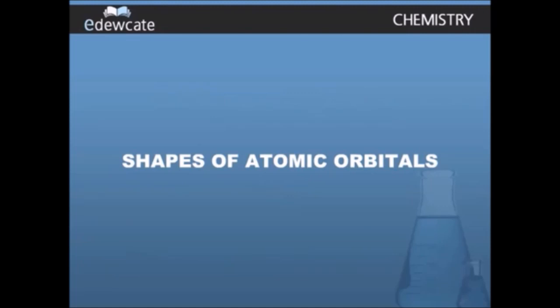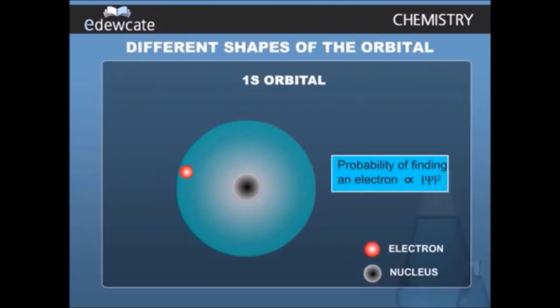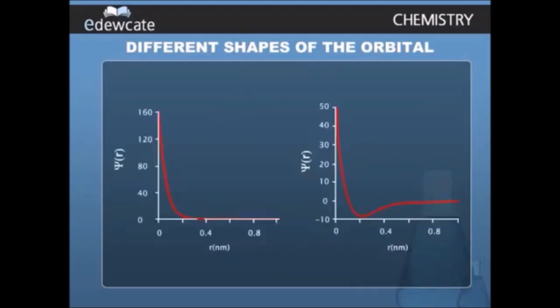Atomic orbitals. The orbital wave function or psi of an electron in an atom has no physical meaning. It is simply a mathematical function of the coordinates of the electron. However, for different orbitals, the plots of corresponding wave function as a function of r, which is the radius or the distance from the nucleus, are different.